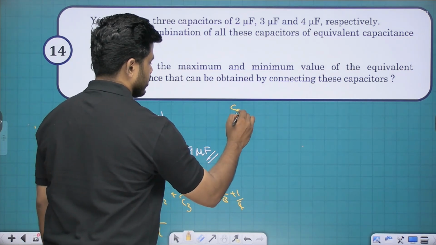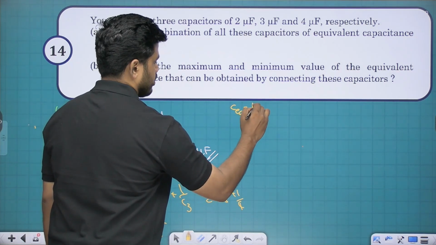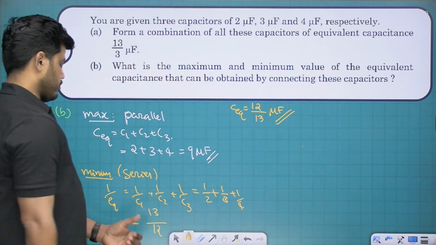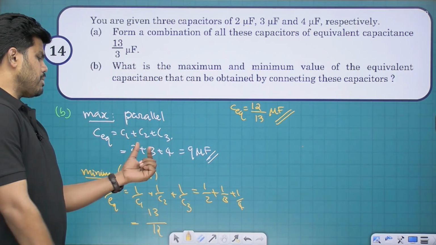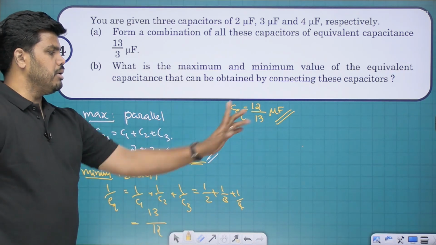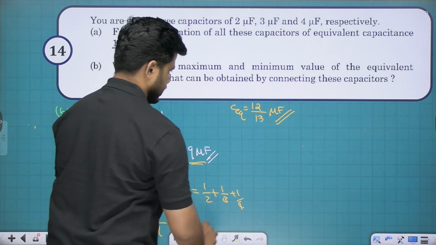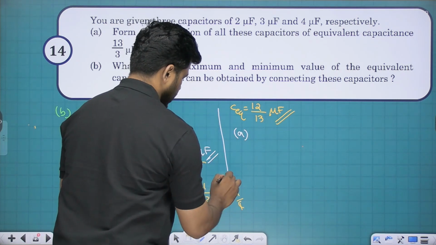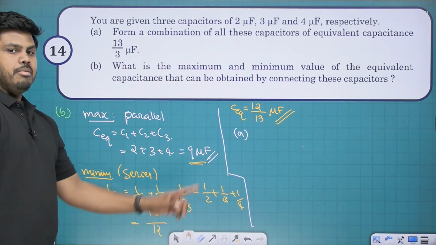So C equivalent. What will be C equivalent of that combination? 12 by 13 microfarad. Okay. So that is the equivalent of the combination. So this is the maximum. Maximum possible is 9. Minimum possible is 12 by 13 microfarad. Now, what was the part 1? Question part A. We're coming back to that one.